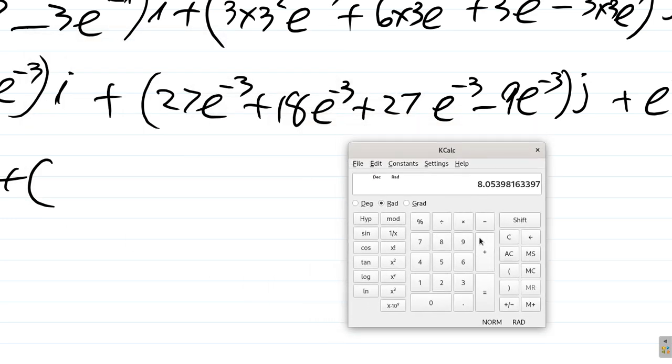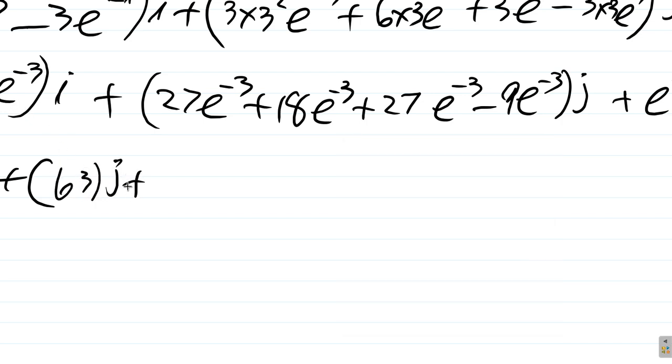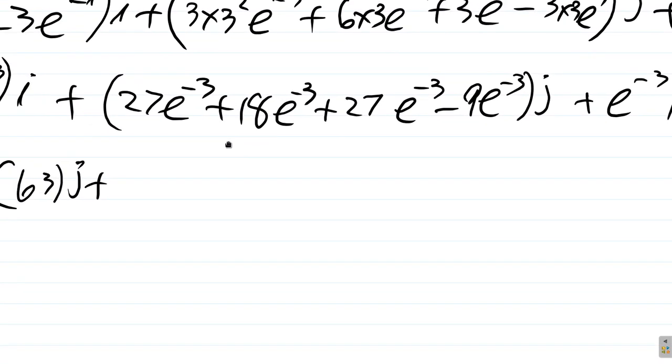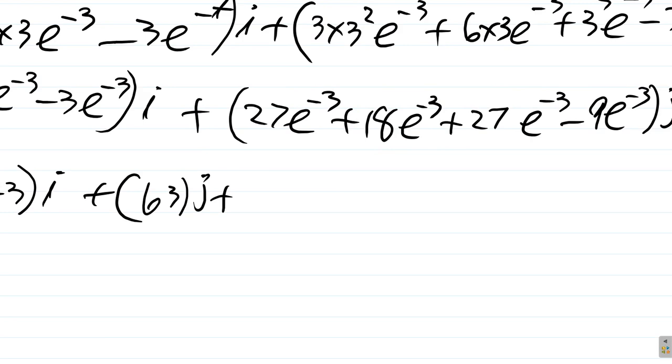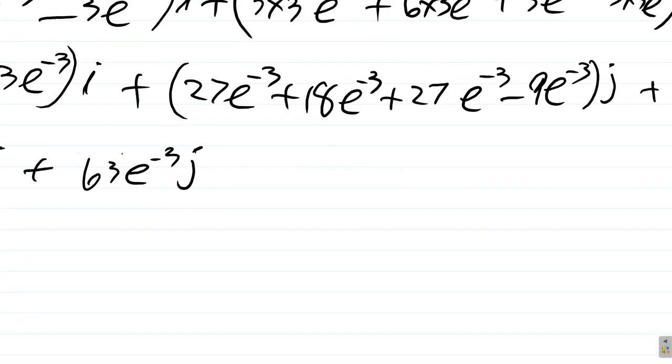27 plus 18 plus 27 minus 9 equals 63. So it's going to be 63 e to the negative 3 j, plus e to the negative 3 k.